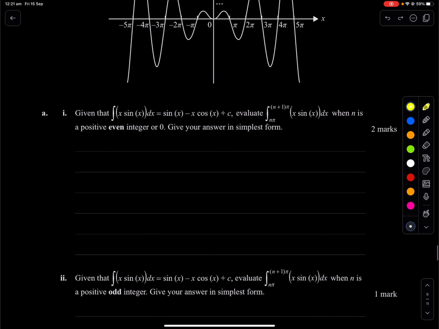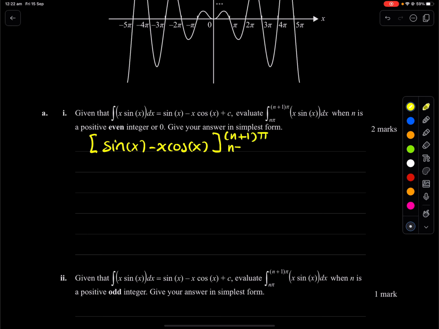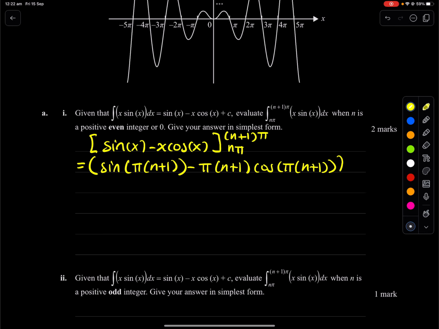It says, given that this is that, evaluate this. Because we know the antiderivative is sin x minus x cos x from n pi to (n+1) pi, if we simplify it, it will be sin of pi(n+1) minus pi(n+1) cos of pi(n+1), minus sin n pi minus n pi cos n pi.